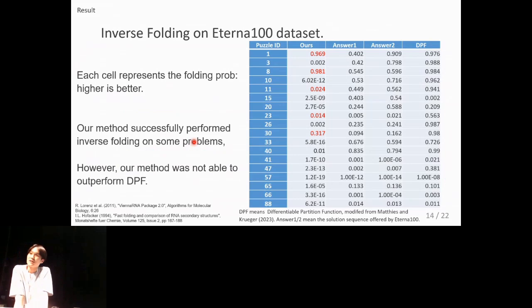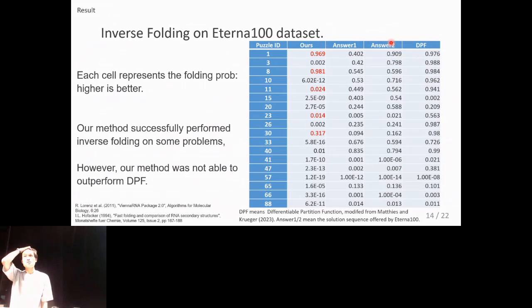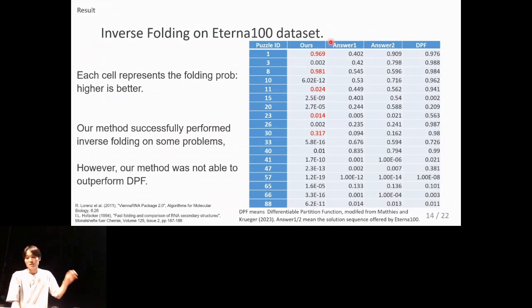Okay, now I'd like to explain the results of inverse folding on Eterna dataset. In this table here, DPF stands for the differentiable partition function. This is previous work. And answer 1 and answer 2 refer to the solution sequences provided by the Eterna dataset. And each cell value represents a folding probability of each sequence calculated by Vienna RNA package. Higher is better.